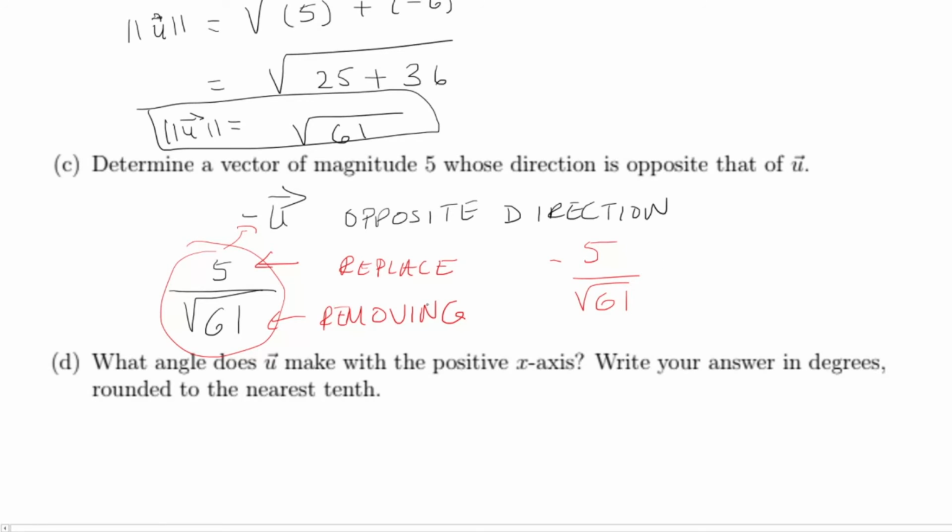And then the vector U was 5 comma negative 6. So distribute the negative 5 over root 61 to both pieces and get negative 25 over root 61 and 30 over root 61.